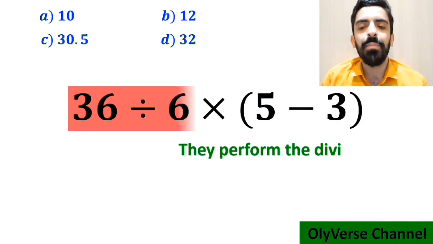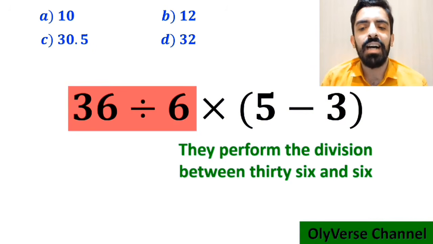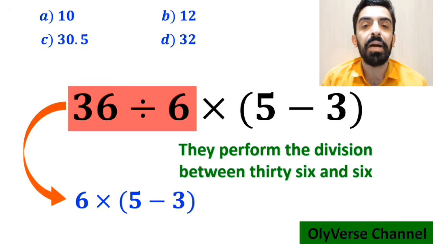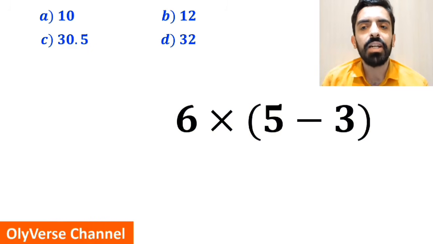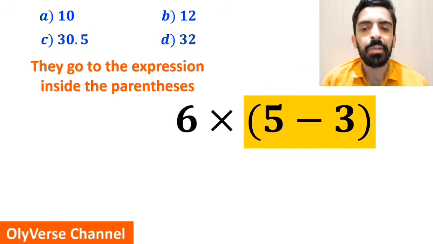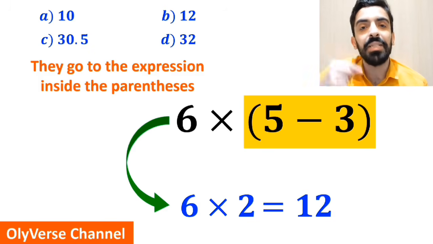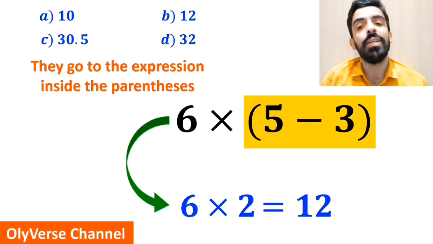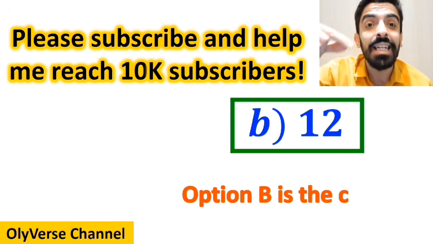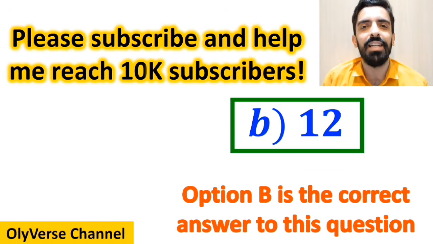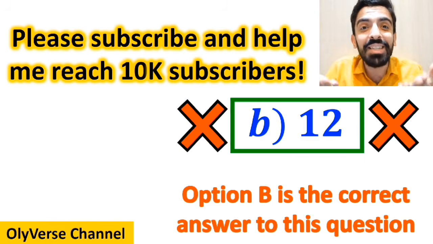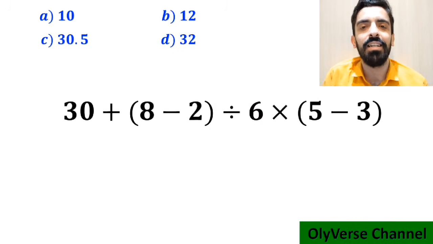Then, they perform the division between 36 and 6 and write this expression as 6 multiplied by 5 minus 3 inside the parentheses. In the final step, they go to the expression inside the parentheses and simplify to 6 times 2, which eventually gives them the answer 12. Then, without any hesitation, they quickly say that option B is the correct answer to this question. But I have to say we're tricked and it's not the correct answer to this question.